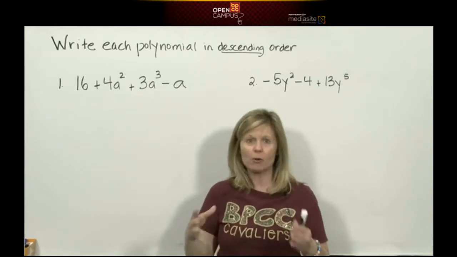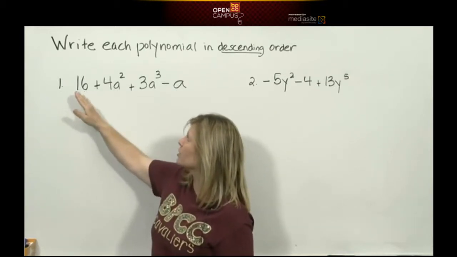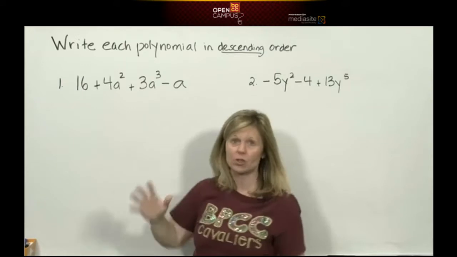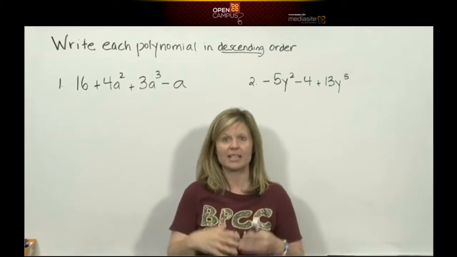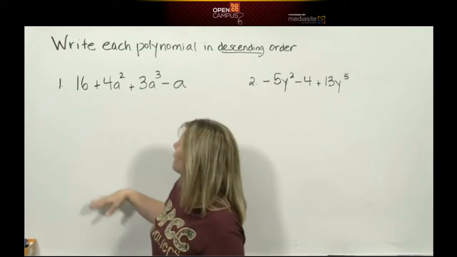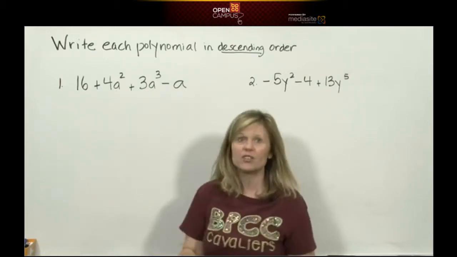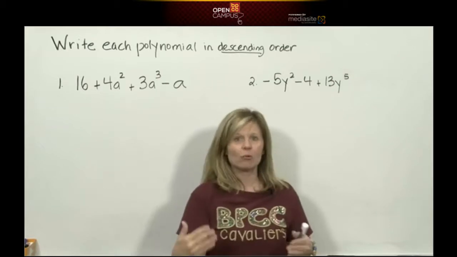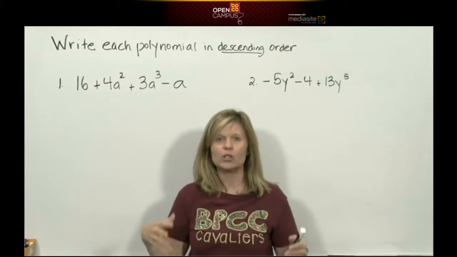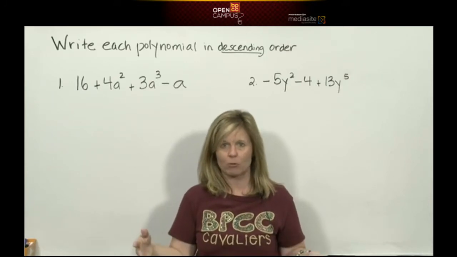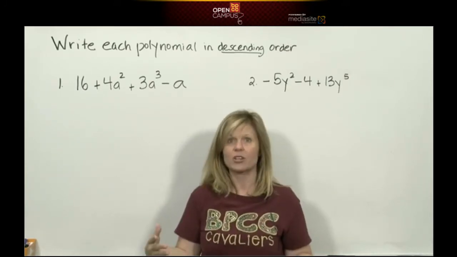So let's just use our vocabulary. This is a polynomial because it's 1, 2, 3, 4 terms. More than 3 terms is called a polynomial if it has many terms. These 4 terms, these 4 monomials, are not written in the correct order. To be in descending order, you always want your term with the largest exponent first. So first thing we've got to do is find our largest exponent.